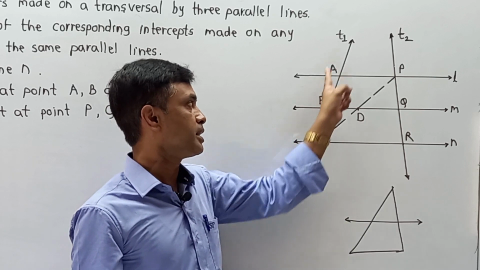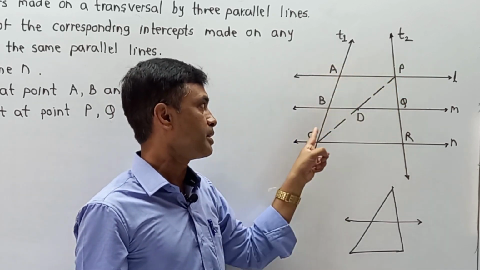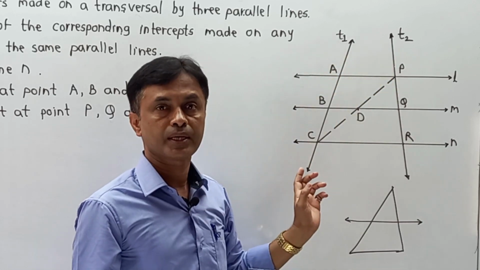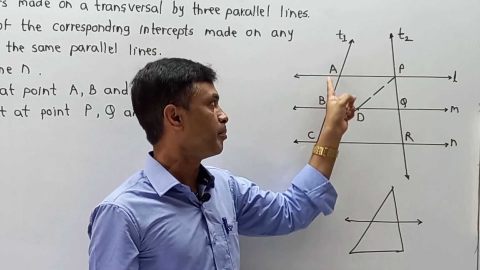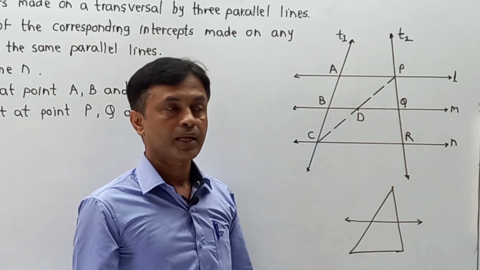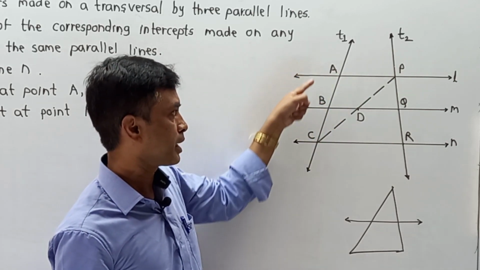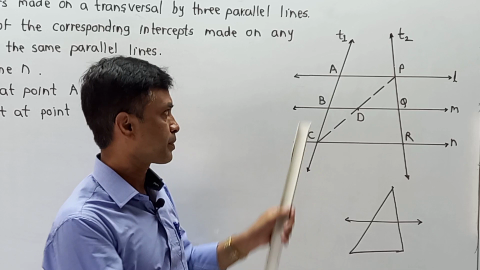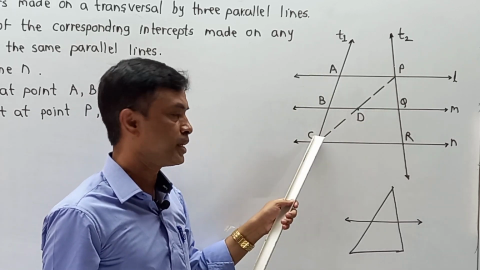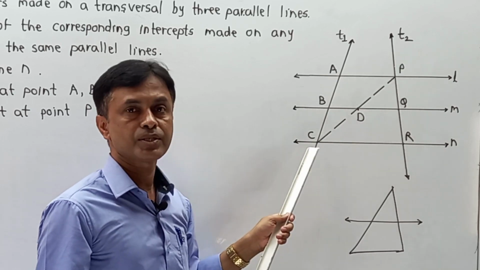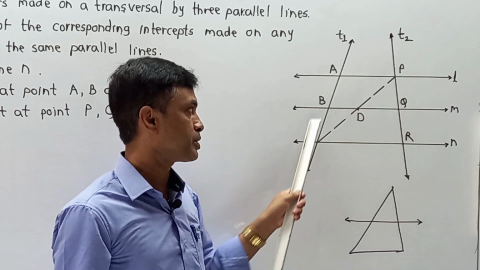For example, in triangle CAP, or you can say APC. You know very well that this line is parallel to this, so automatically BD becomes parallel to AP. Now in triangle APC, by the basic proportionality theorem we can write AB upon BC is equal to PD upon DC. That will be your first part, with reference to triangle APC.